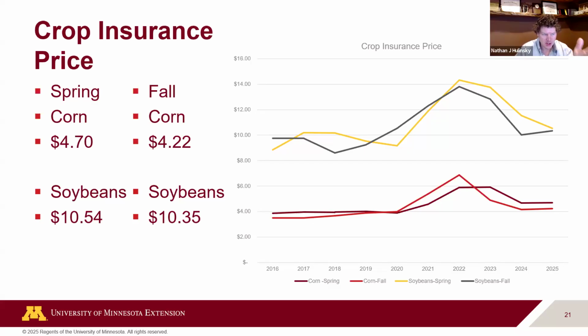And we can see that the spring price for crop insurance was $4.70. The fall price $4.22. Soybeans $10.54 spring, $10.35 fall. Crop insurance will pay out on the higher of either spring or fall price. That's how the pricing mechanism is set up.